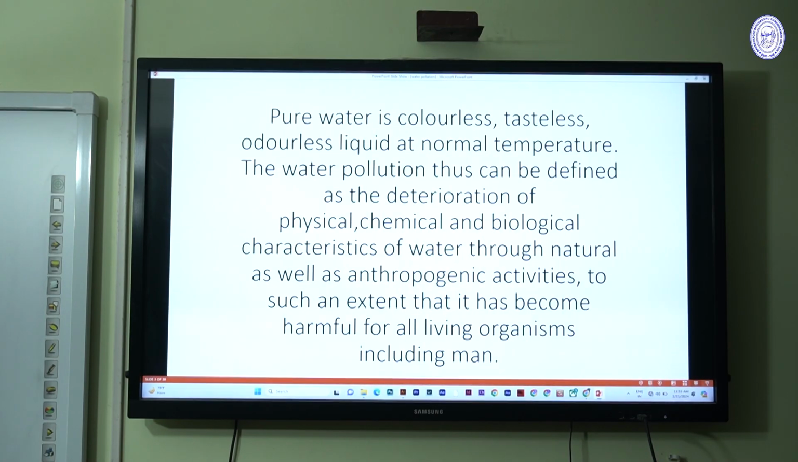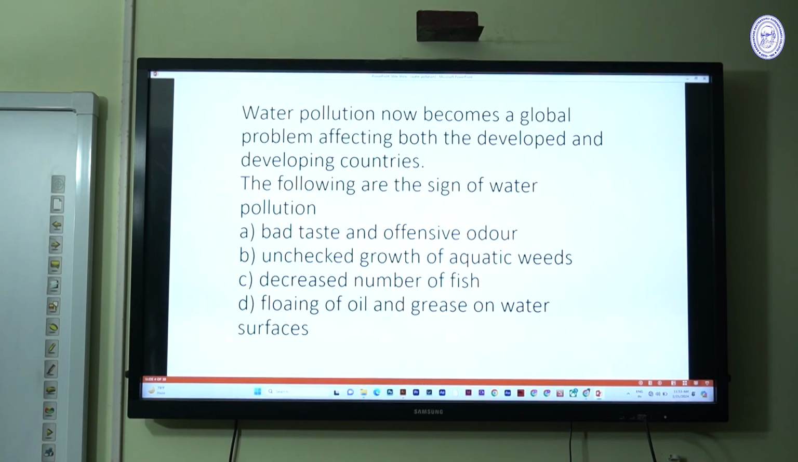But water pollution can be defined as the deterioration of physical, chemical and biological characteristics of water through natural as well as anthropogenic activities to such an extent that it has become harmful for all living organisms including man. What is the observation if water pollution occurs? The following are the signs of water pollution: bad taste and offensive odor, unchecked growth of aquatic weeds, decreased number of fish, and floating of oil and grease on the water surface.